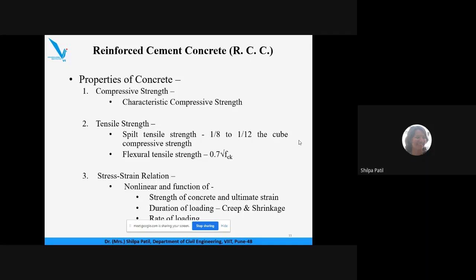Now, similarly, another important property is the tensile strength. How do we find out the tensile strength of concrete?